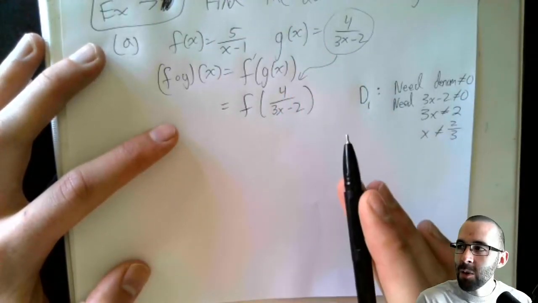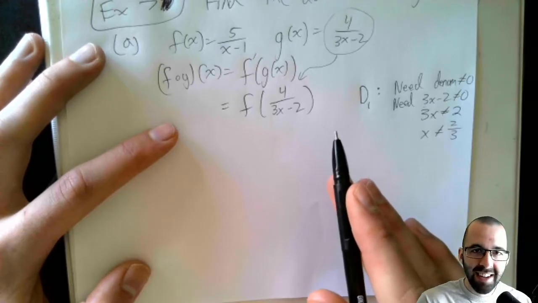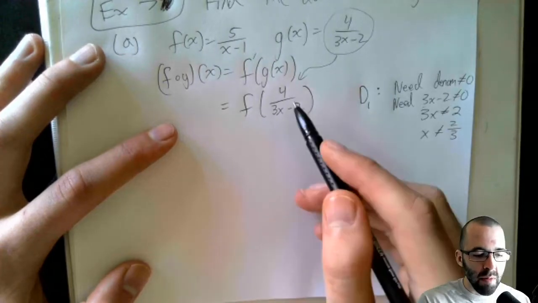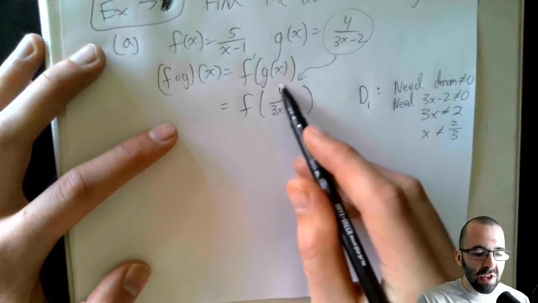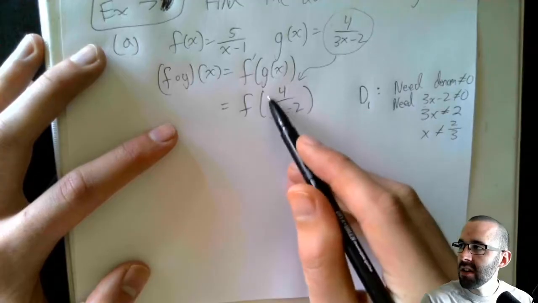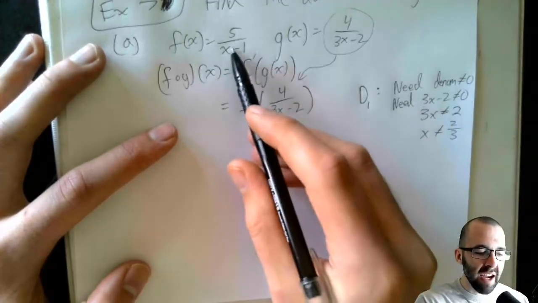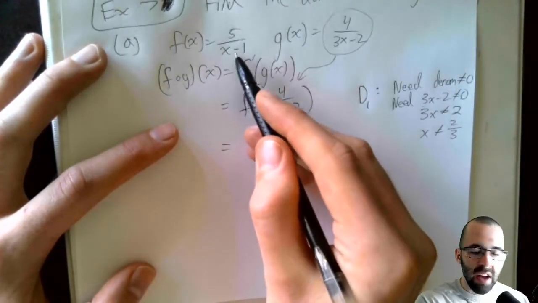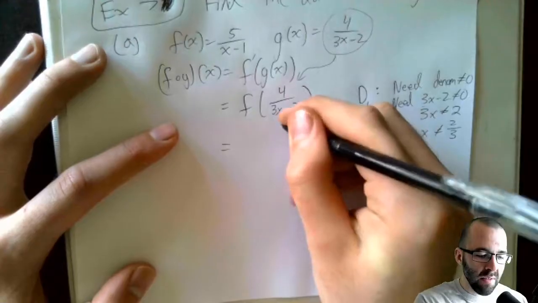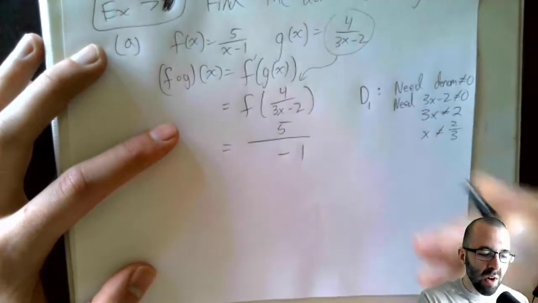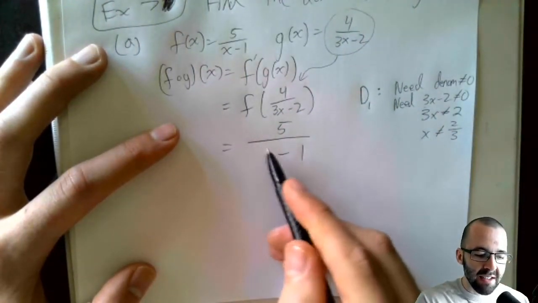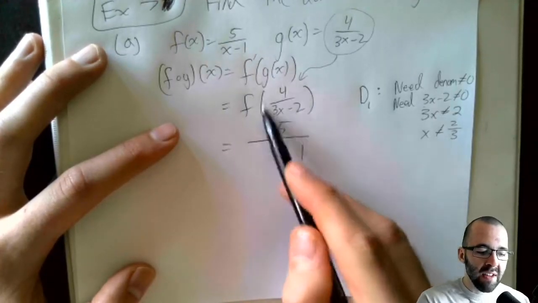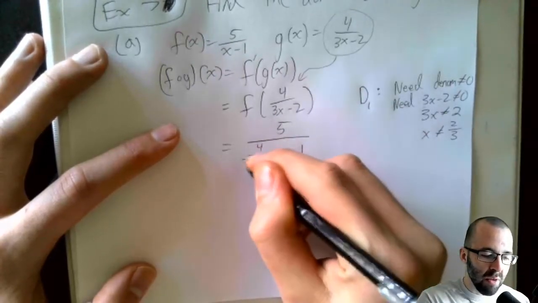And this is where things get really interesting. Interesting is maybe not the right word. Okay? Remember, we are plugging this inside into our f function. So what is f of x? F of x is 5 divided by x minus 1. So we have 5 divided by x minus 1, but instead of an x, it's becoming this whole thing. Everywhere that there's an x in the function, we put in this inside, which is 4 over 3x minus 2.